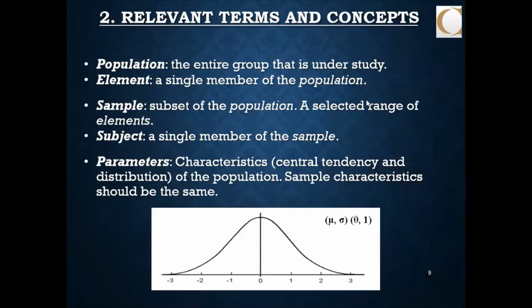And then population is the entire group that is under study. Element is a single member of the population. Sample is a subset of population, a selected range of elements. Subject is a single member of the sample. Parameters are characteristics, central tendency, and distribution of the population. Sample characteristics should be the same.